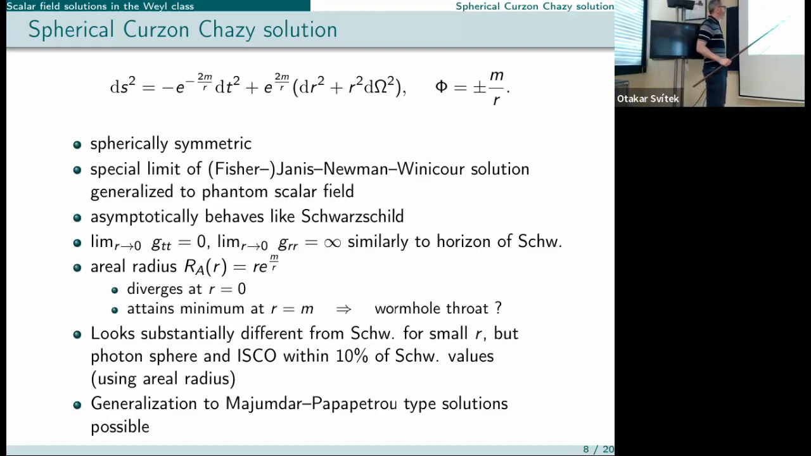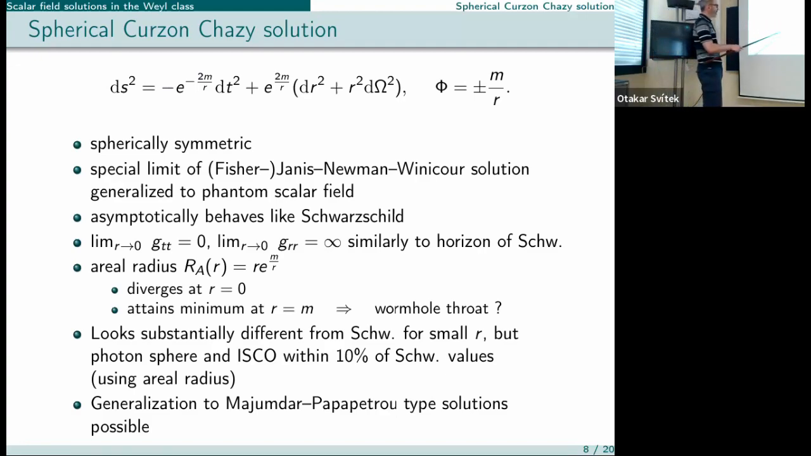But then when we study the areal radius, we see that it diverges at r equals 0. So r equals 0 seems to be like a copy of r equals infinity, and it has its minimum at r equals m. And of course, we were immediately thinking, okay, so this is probably the wormhole throat that separates the region of r less than m from the region of r bigger than m.